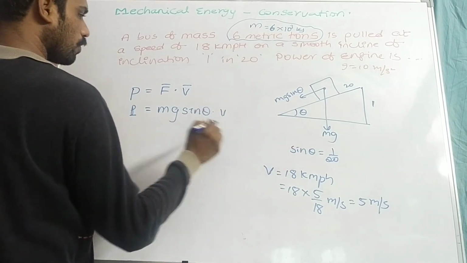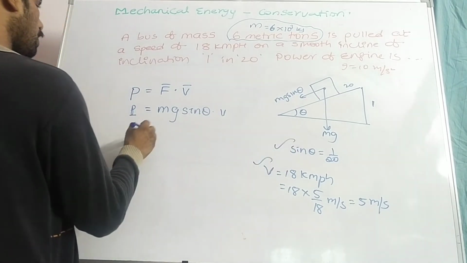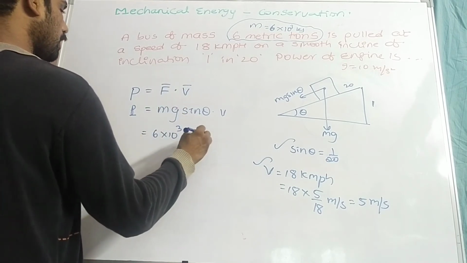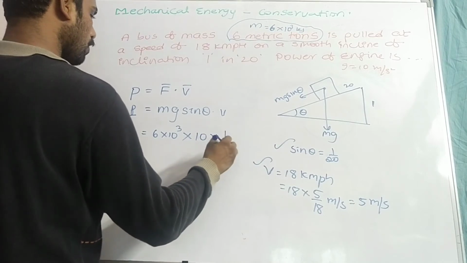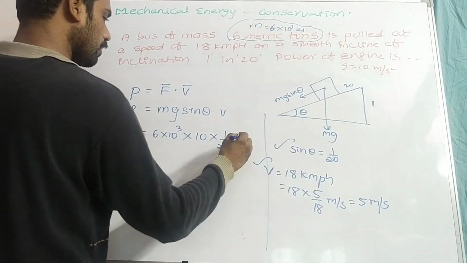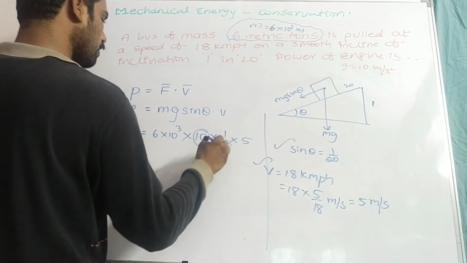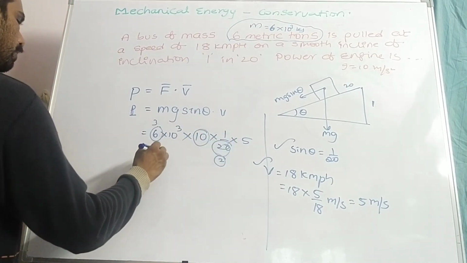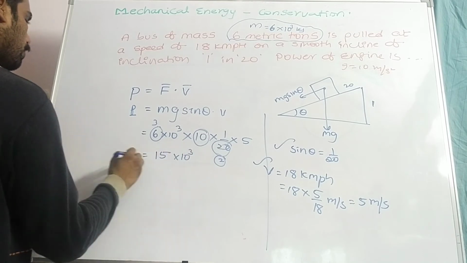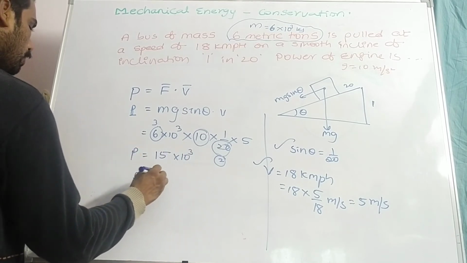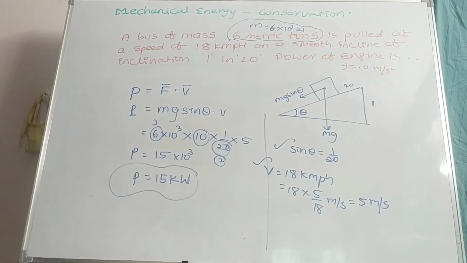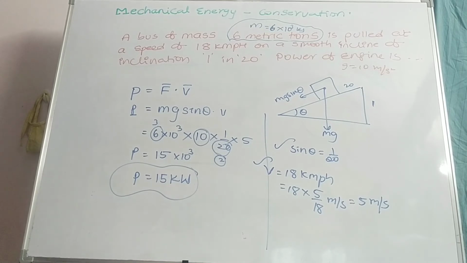So sin theta is equal to 1 by 20 given, V given. So all the values are known. 6 into 10 cube mass, g value 10, sin theta value 1 by 20, speed V 5. 10 ones are 10, 2 ones are 2, 2 threes are 6, 3 into 5 is 15. 15 into 10 cube. So power P is equal to 15 kilowatt. Kilo is nothing but 10 cube.